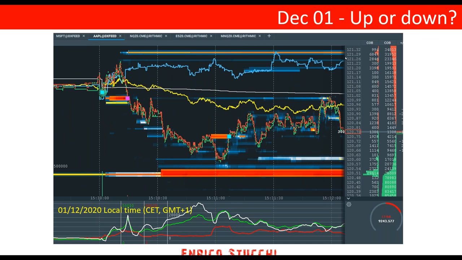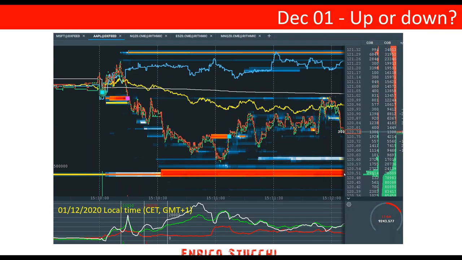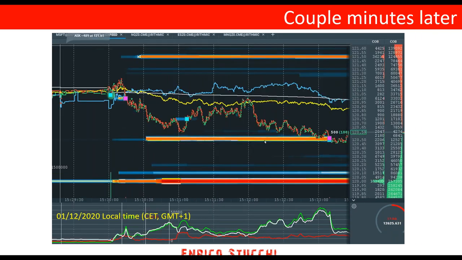Okay, now our example, December the 1st. What do you think? Up or down? Look at this liquidity level. Up or down? Down. So the liquidity is 120.50. Okay, here. Now, look at this liquidity level.